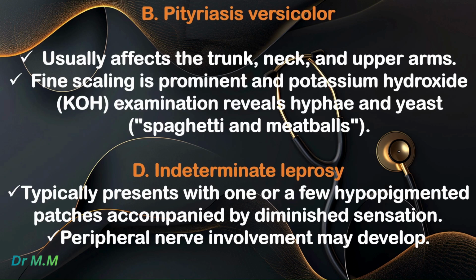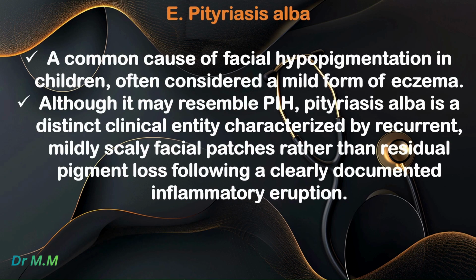D. Indeterminate leprosy. Typically presents with one or a few hypopigmented patches accompanied by diminished sensation. Peripheral nerve involvement may develop. E. Pityriasis alba. A common cause of facial hypopigmentation in children, often considered a mild form of eczema. Although it may resemble PIH, pityriasis alba is a distinct clinical entity characterized by recurrent, mildly scaly facial patches rather than residual pigment loss following a clearly documented inflammatory eruption.